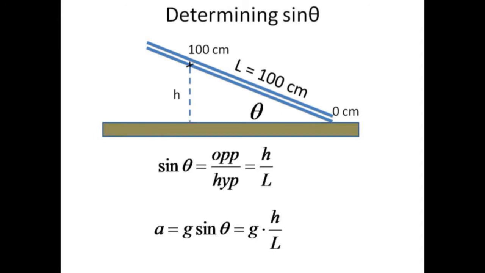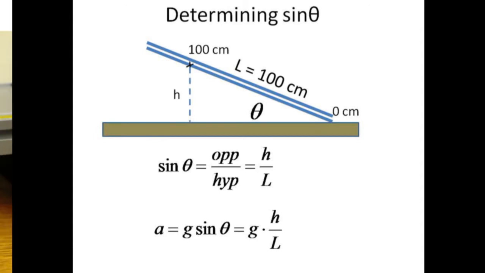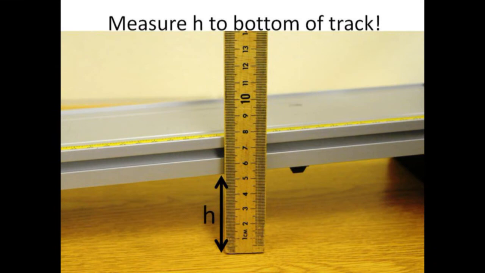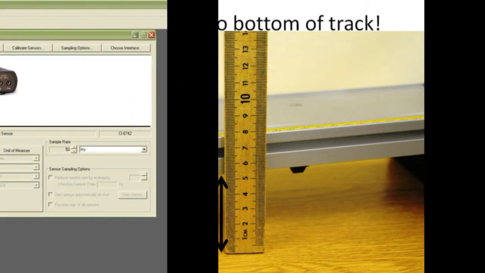The presence of friction in the actual experiment ensures that the measured acceleration will be less than this ideal value. A word of warning: when you measure the height above the table, measure to the bottom of the track, since the apex of the right angle involves the intersection of the bottom edge of the track with the table.